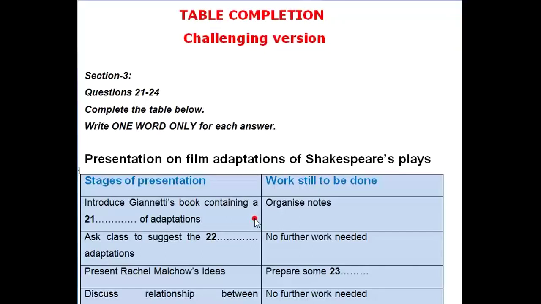In this particular video, I'm going to show you how to do the question type known as table completion. You have already done this question type in the previous video, but that was the easier version, taken from section 1. Here we have taken it from section 3, and that is the challenging version. So let's see how this challenging version unfolds.